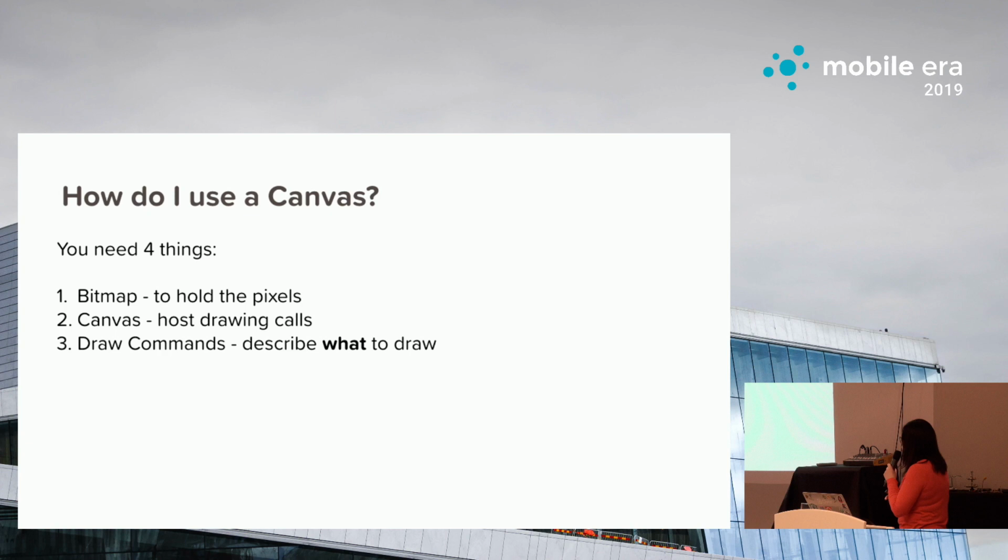Number 3, we need drawing commands. So this is describing what we're going to draw on screen. And then number 4, we need the paint object, which describes how to draw the command on screen. So the color and that kind of thing.